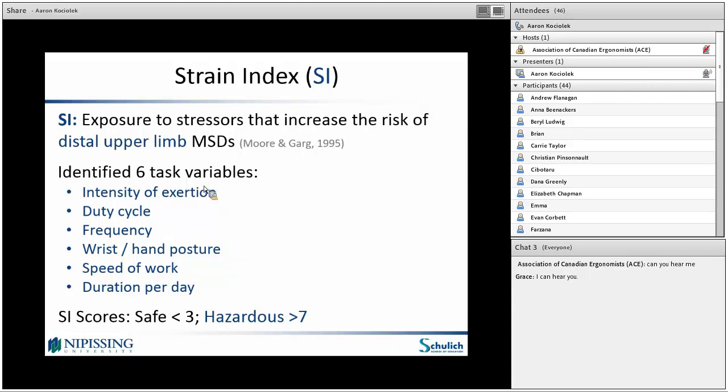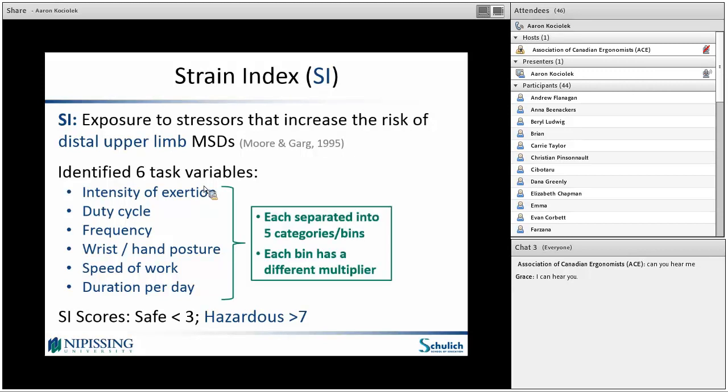So for each of these 6 task variables, what they actually did is separate them into 5 different categories. So for example, for intensity of exertion, there would be a light category as the first bin or category, and all the way to the other side, the 5th one would represent a very forceful task. And so you would assess each of these task variables, sort of classifying them into one of these 5 bins, which would then give you a multiplier for each task variable. And then you'd multiply all these together to get a final score. So strain index scores below 3 were considered safe, whereas strain index scores above 7 were considered hazardous.